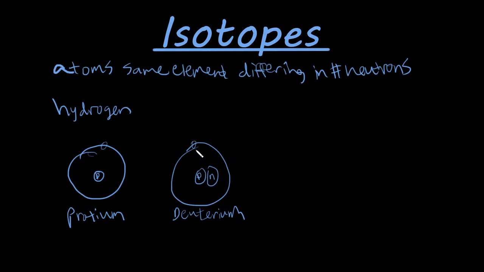And so it's still hydrogen. The element itself is still hydrogen because we only have one proton. But we also have a nucleus that has a neutron in it. And so that makes it an isotope of hydrogen because it has a different number of neutrons in their nucleus compared to, for example, this one. And so that makes it an isotope.